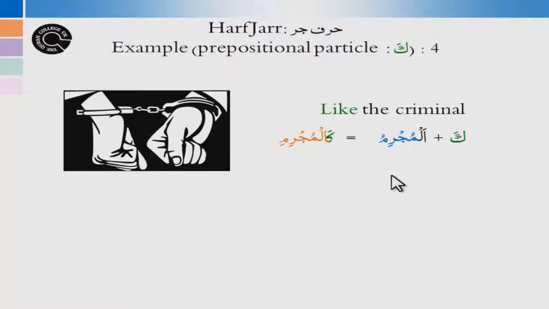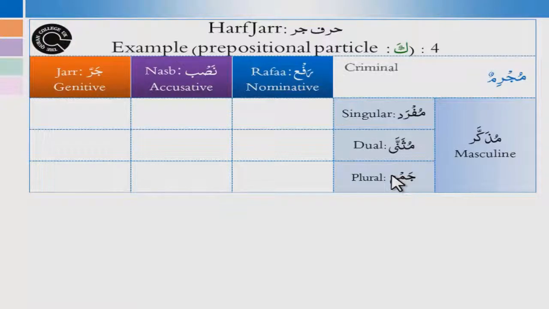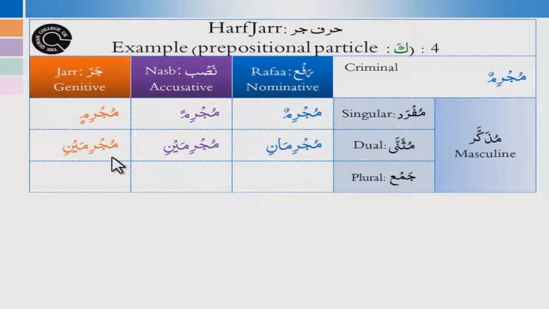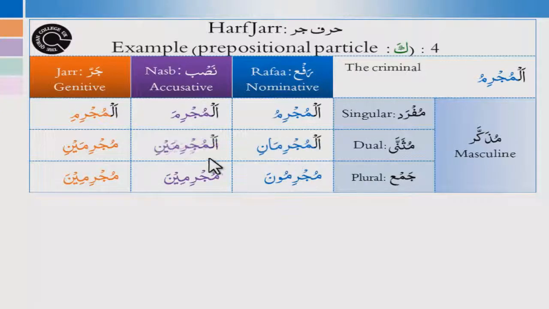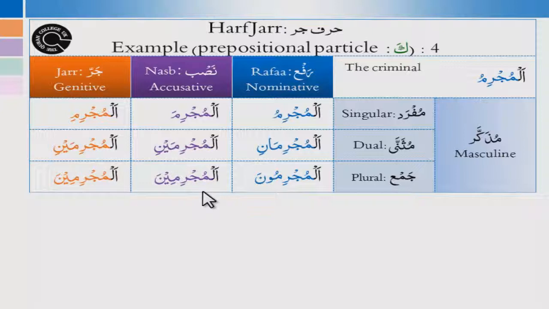Now let's take the different cases of mujrimun: in the rafa it would be mujrimun, the nasab would be mujriman, and the jar would be mujrimin. The dual will be mujrimani, mujrimaini, mujrimaini. The plural would be mujrimuna, mujrimina, mujrimina. Let's put al on there to make it "the criminal." These would change to al mujrimu, al mujrima, al mujrimi, al mujrimani, al mujrimaini, al mujrimaini, and al mujrimuna, al mujrimina, al mujrimina.